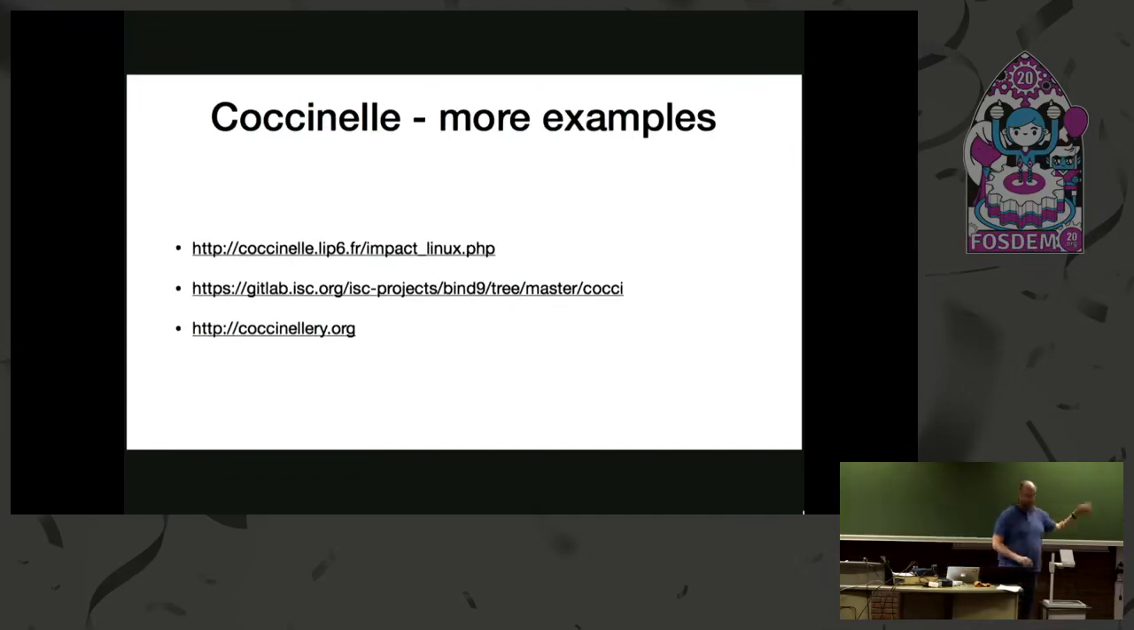There are some more examples of how to do stuff with Coccinelle. There's a web page. We have a directory with all the semantic patches we used in BIND, but they are very BIND specific. And there's coccinellery.org, which has even more examples in a Git repository.